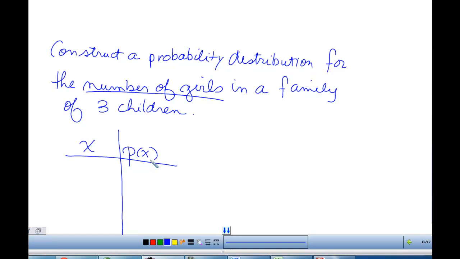So if we've got 3 children and we're interested in the number of girls, what are the possible values for that? 0, 1, 2, and 3. Okay, those are the possible values. And then we can use various techniques to come up with the probabilities associated with each of those. But for now, we'll just use our tree diagram or our sample space, which we looked at a good bit in the last chapter. Looked like this.